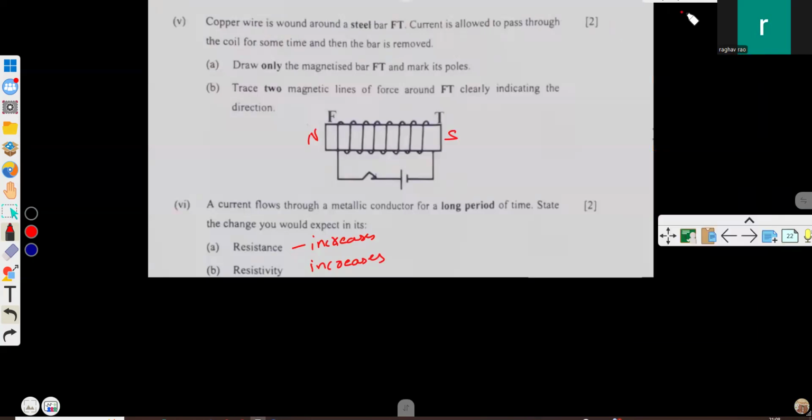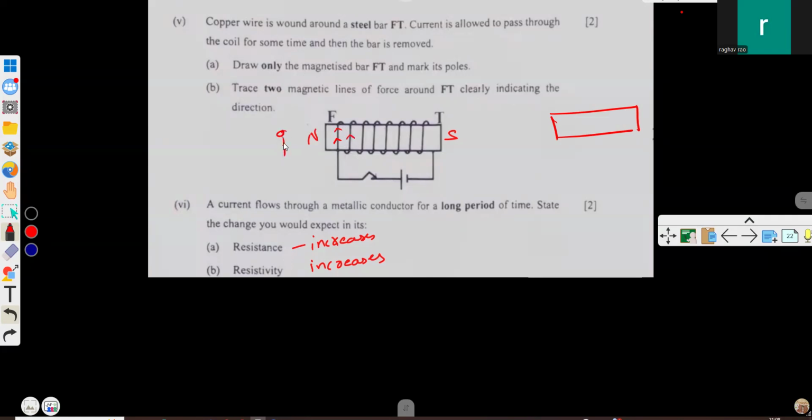So next we are going to see: a copper wire is wound around a steel bar, current is allowed to pass through the coil for some time, and the bar is removed. Draw only the magnetic field. If I draw like this, the current is flowing above, then it will be going on that side and it will be coming like this.